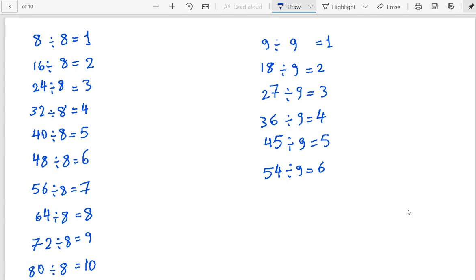60 divided by 9 equals 7. 60? Yes. No, not 60. You need to keep the table. You will have a note now. It's 63 divided by 9 equals 7. Okay, this is Tamim. Yes. Tamim, you have a note. You need to keep the table.